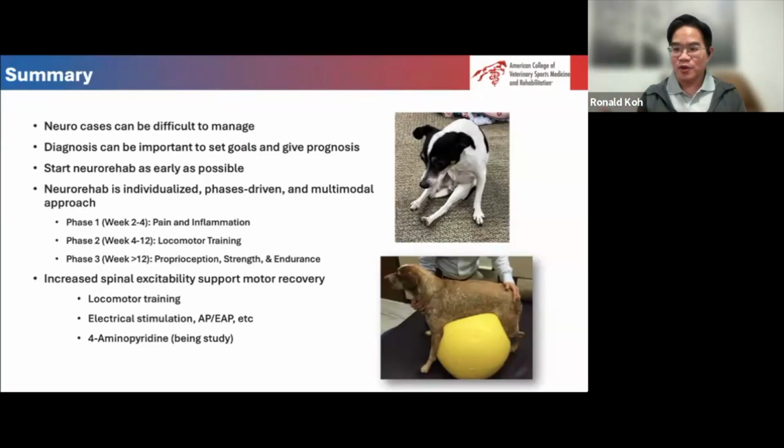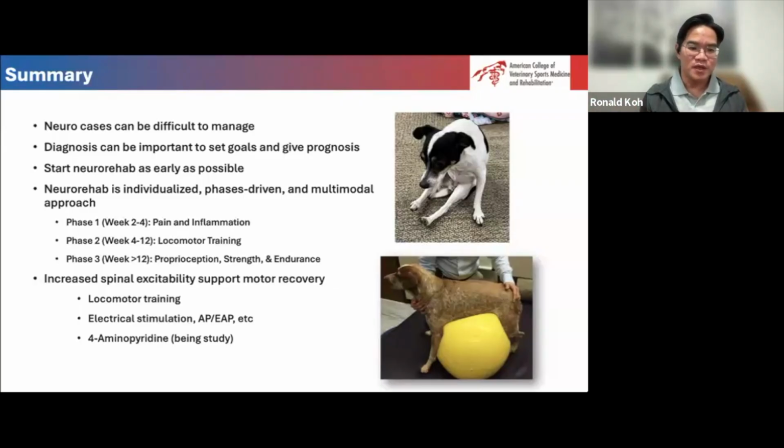Start rehab as early as possible, right? Even during the acute phase, you can still start the rehab, but you're going to be focusing more on pain management and resting, right? Again, always phase driven and a multimodal approach for those cases.